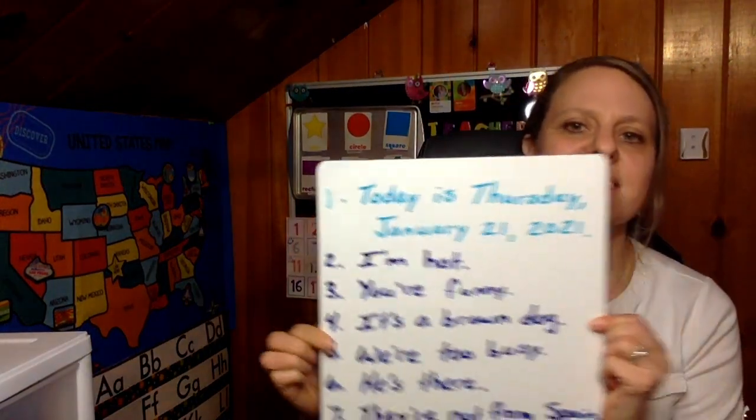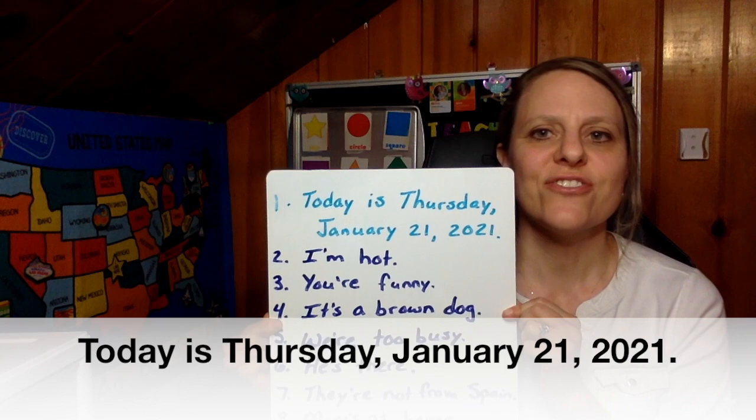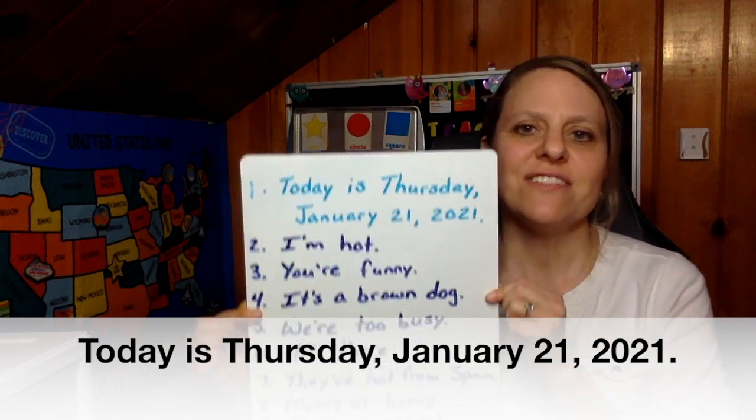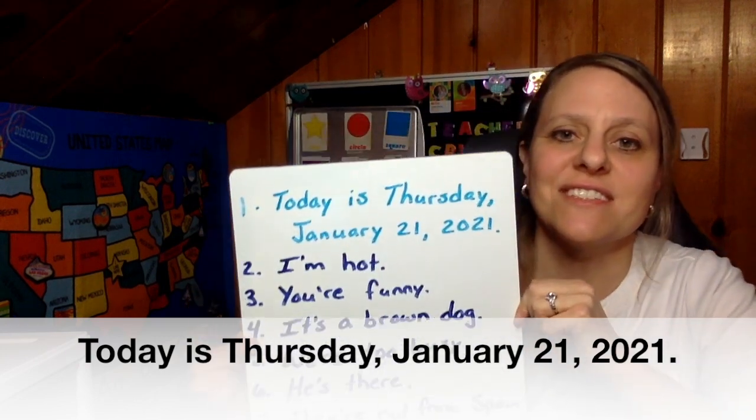And that's the last one. Did you remember to use an apostrophe? Good. Let's check them and see how well you did. For number 1, you should have written the date. Today is Thursday, January 21st, 2021.